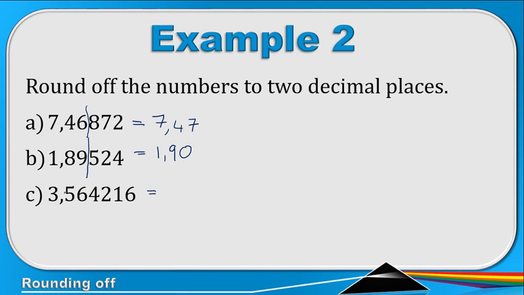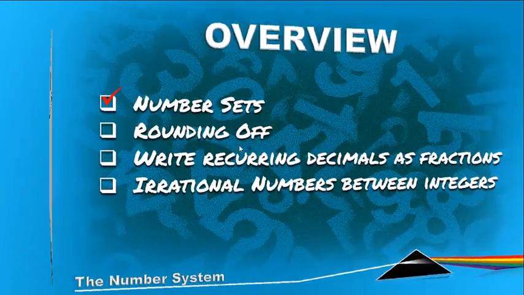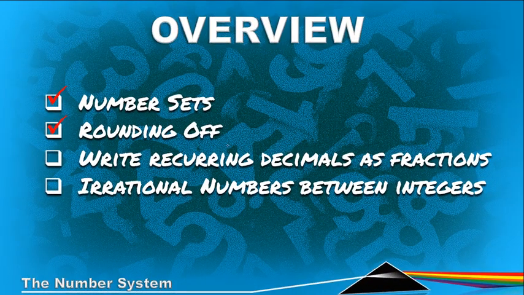Okay, now we've got 3,564,216. So we're only interested in 5 and 6, but we have to just see, does 6 stay 6 or does it become 7? And since this is just 4, it's not big enough to change it into a 7, so it remains a 6. So it's going to be 3,56. Okay, that was it for rounding off.